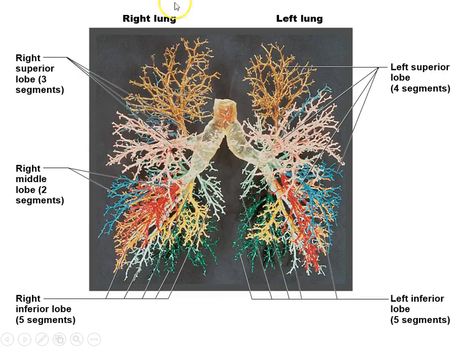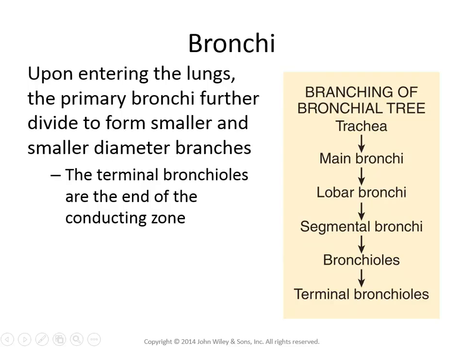And this shows the bronchopulmonary segments. Each of those colors is where one of the tertiary or segmental bronchi leads to. And then here you can see this nice breakdown from primary, secondary, tertiary, branching 20 more times until you get to the bronchioles and terminal bronchioles.